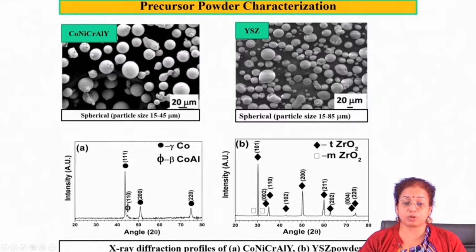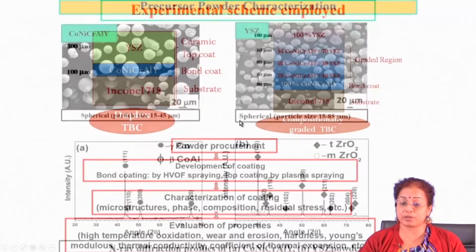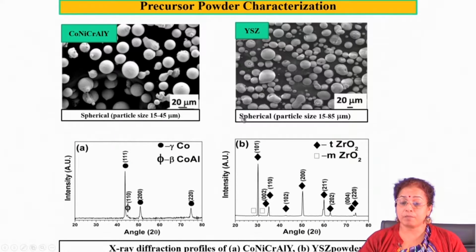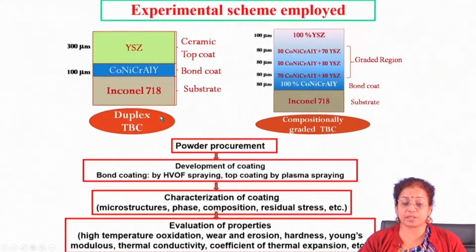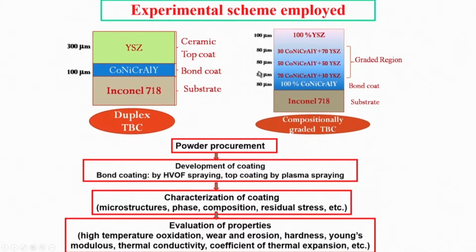On the other hand, the bond coat was CoNiCrAlY, where we get only gamma as well as a few beta peaks. This particular coating was developed by plasma spraying, and the bond coat was developed by HVOF spraying. So, the coating design was like that. This is the newer approach which we followed.